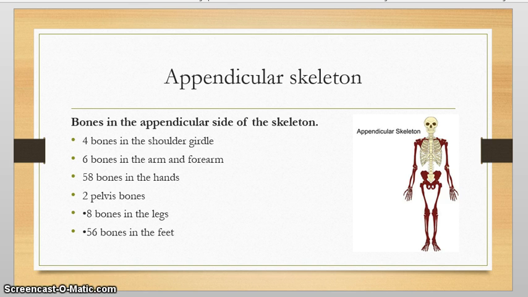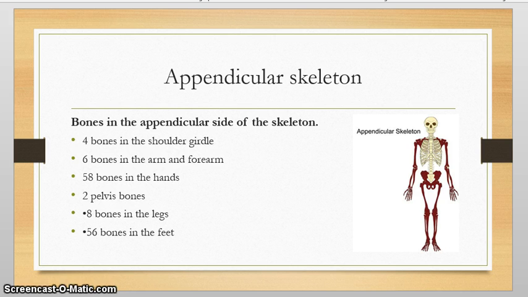6 bones in the arm and forearm, which are the humerus, ulna and radius. And 58 bones in the hands, which are 16 carpals, 10 metacarpals, 28 phalanges and 4 sesamoid bones. There are 2 pelvis bones in this, 8 bones in the legs, which are the femur, tibia, patella and fibula. And lastly, 56 bones in the feet, which are the tarsals, metatarsals, phalanges and sesamoid.